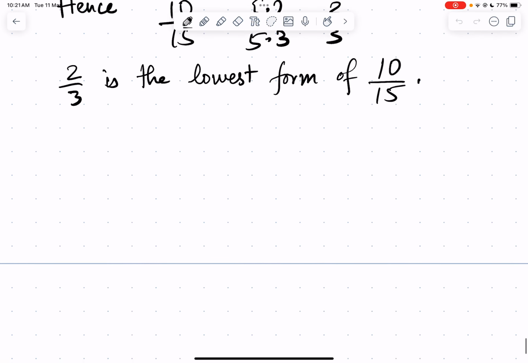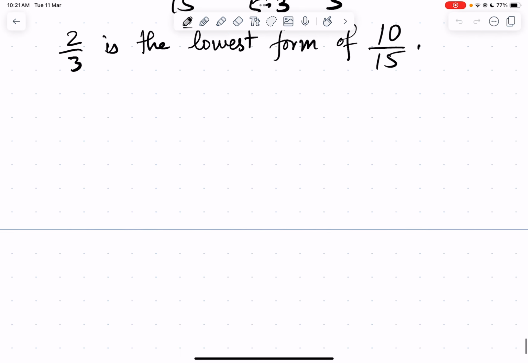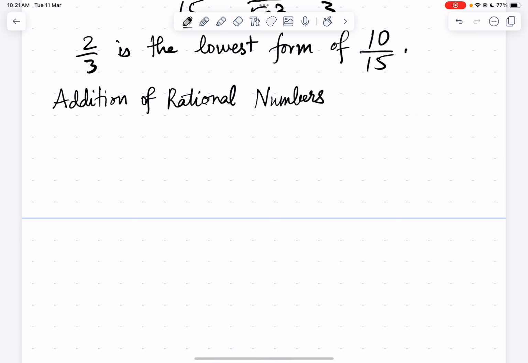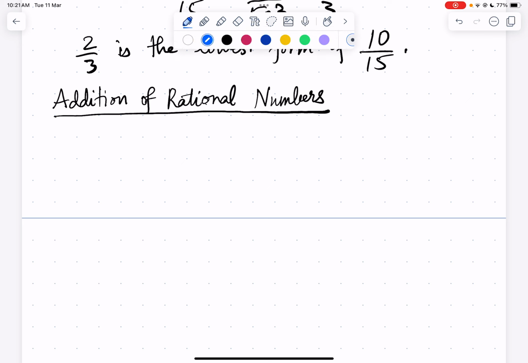Okay, let's continue. Addition of rational numbers. Let's begin. Can we add rational numbers?